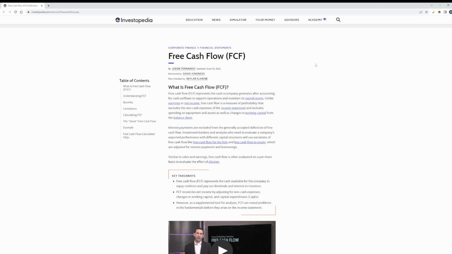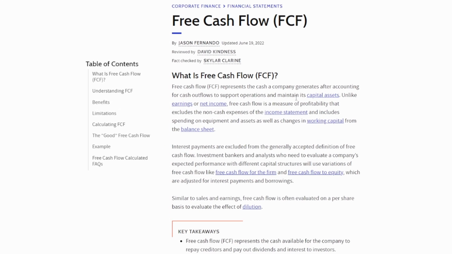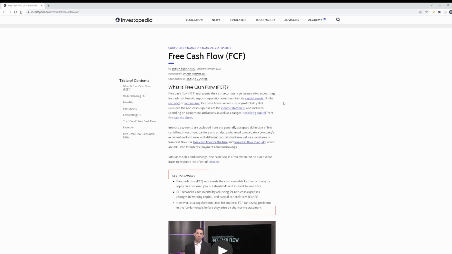For those that want a reminder of why positive free cash flow is very important, we've got the definition here: free cash flow represents the cash a company generates after accounting for the cash outflows to support operations and maintaining its capital assets. Unlike earnings or net income, free cash flow is a measure of profitability that excludes the non-cash expenses of the income statement and includes spending on equipment and assets, as well as changes in working capital from the balance sheet. Essentially, when you are investing in a company, you really want them to be making money. That's the reason why you're investing your money there, so they make more money and eventually give it back to the shareholder, through the company's stock price increasing in value, or in other ways, like some companies do dividends.